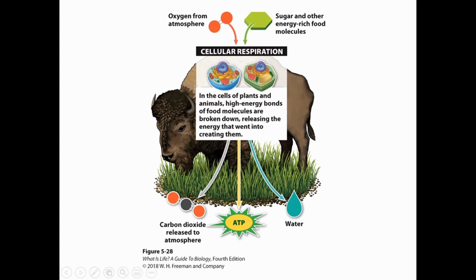So in cellular respiration, we're taking in oxygen from the atmosphere, we're taking in sugar and other energy-rich molecules like lipids or proteins, and then we're going to either store them away for later or break them down through a series of chemical reactions in order to produce ATP. Our waste products end up being carbon dioxide and water.